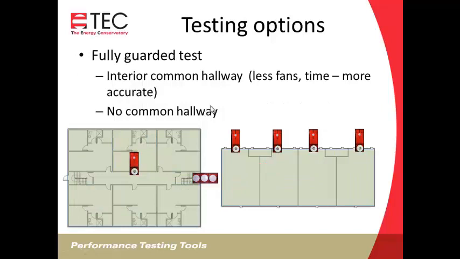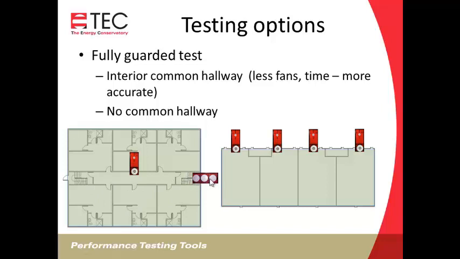So with a fully guarded test, the first example with a common hallway, what you would do is open the doors to all of the units and use blower doors to depressurize the whole building to 50 pascals. And you can test with a 3-fan system.